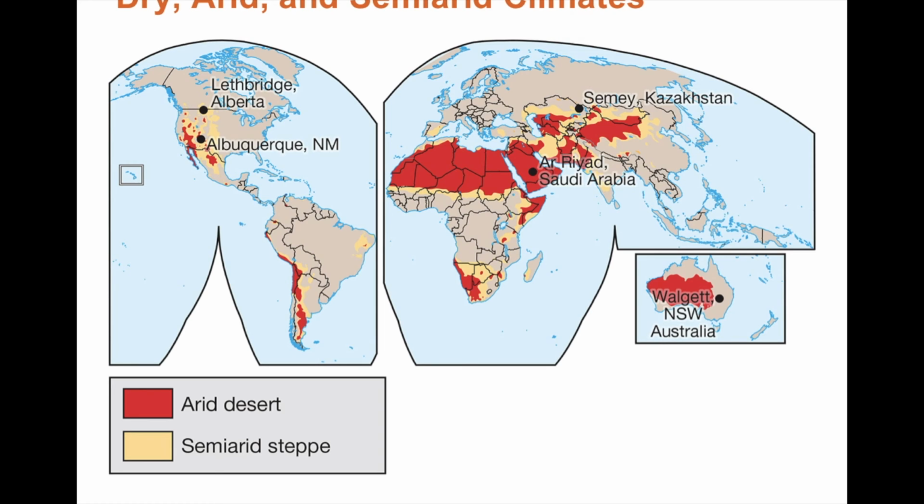So our dry, arid and semi-arid climates are typically not in the tropical zone, but just to the north or to the south of the tropical zone, where rain does not fall throughout the year.